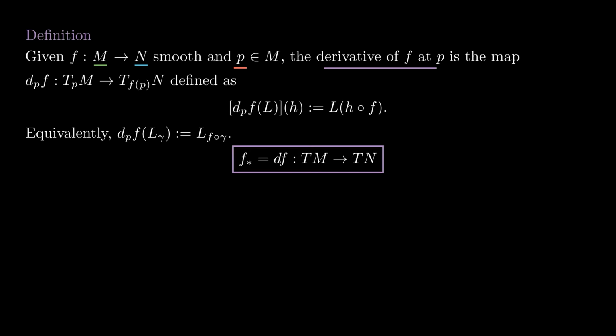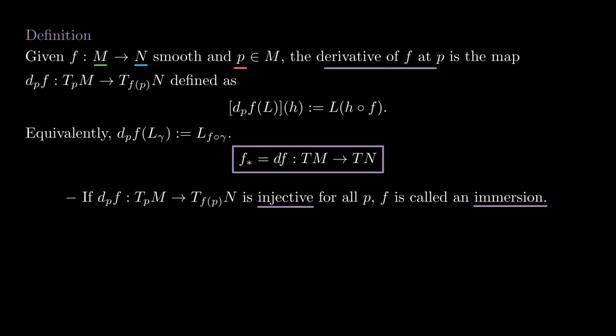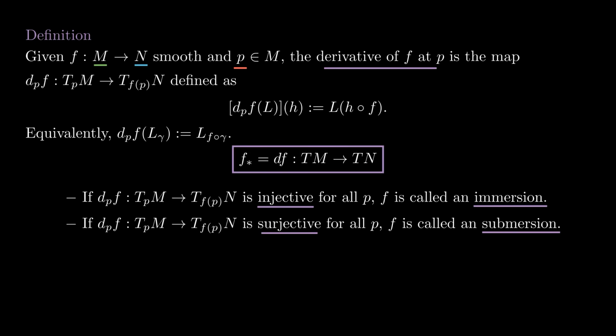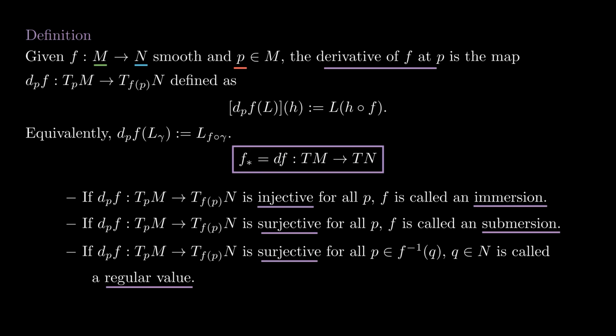When we consider all the points at the same time, we denote the induced function simply by df, and because of its functorial properties, we sometimes denote it by f star instead. Now some terminology. When dpf is injective for all p, we say that f is an immersion. And when dpf is surjective for all p, we say that f is a submersion. When dpf is surjective at all points in the preimage of a given point q, the point q is called a regular value of the function f.